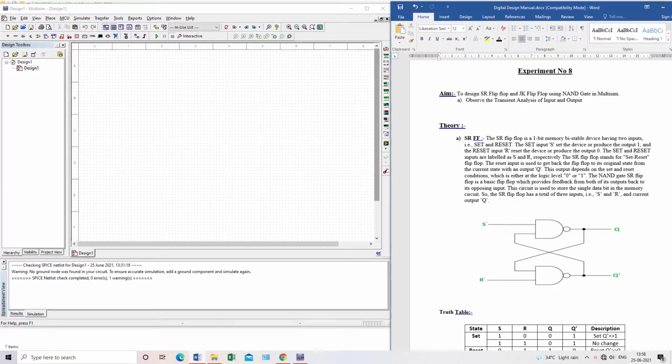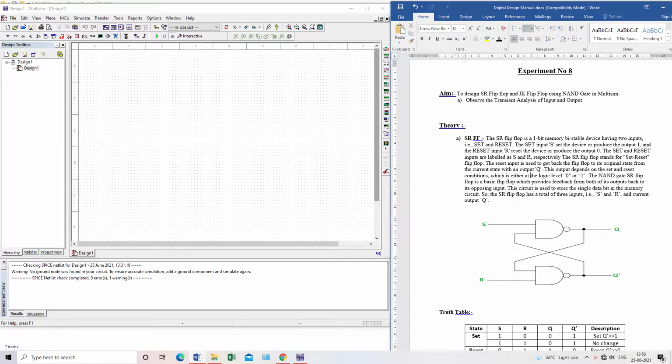Hello guys. So today we will learn about experiment number 8. It is to design the SR flip-flop and JK flip-flop. This SR flip-flop we will design in Multisim. First we will design the SR flip-flop, and then you have to design the JK flip-flop, and you have to observe the transient analysis, and you have to add both of these in your lab report.